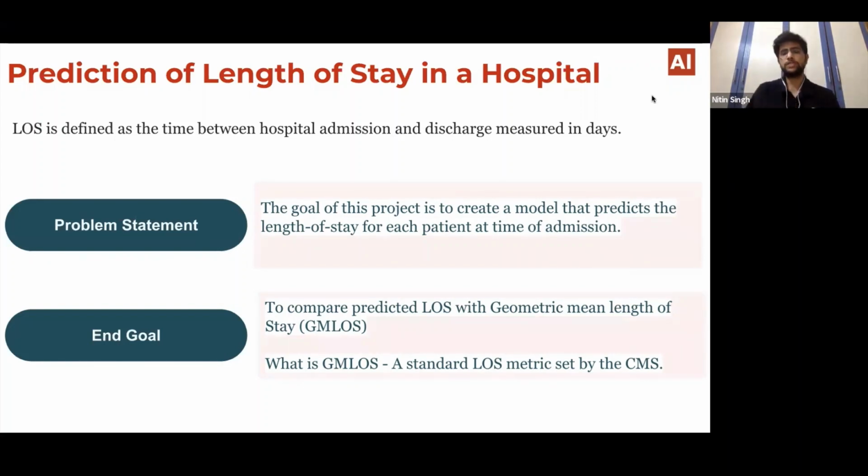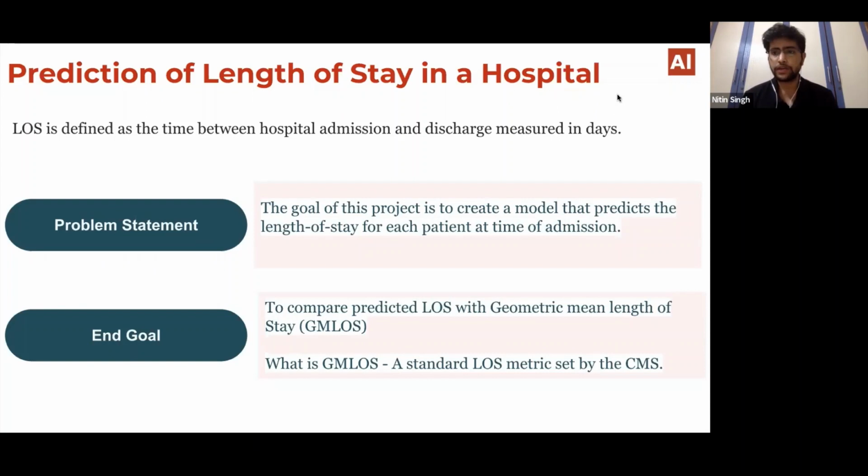So, prediction of length of stay in a hospital. Length of stay is basically how many days you are staying inside the hospital, right? It is defined as the time between the hospital admission and the discharge, measured in days, or you can measure it in whatever scale you want, but in general it is measured in days. The goal of this project is to create a model that predicts length of stay for each patient at the time of admission.